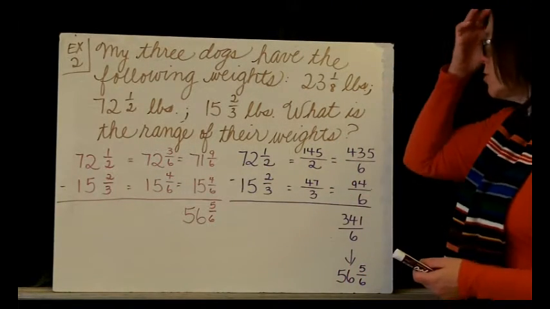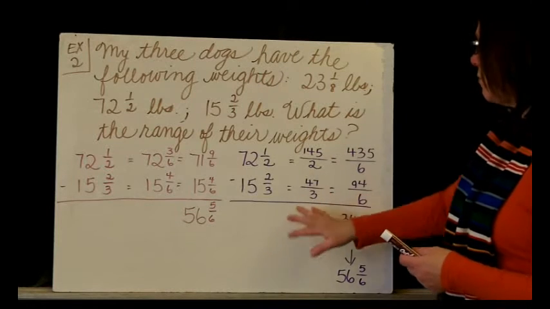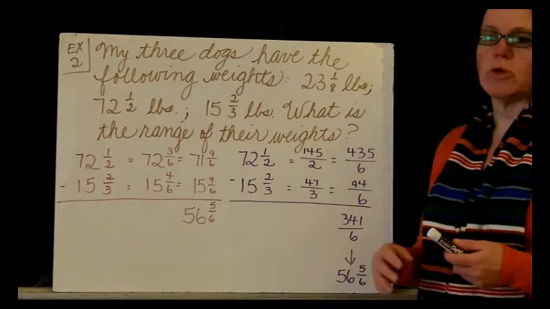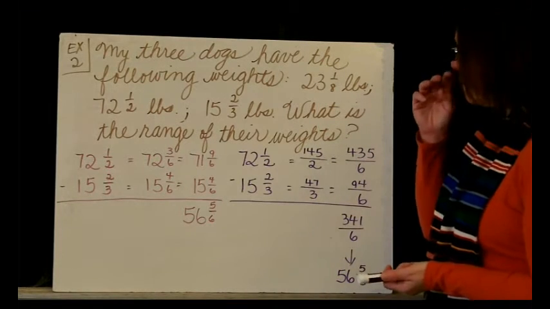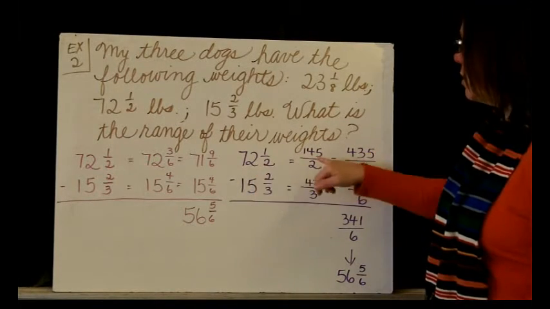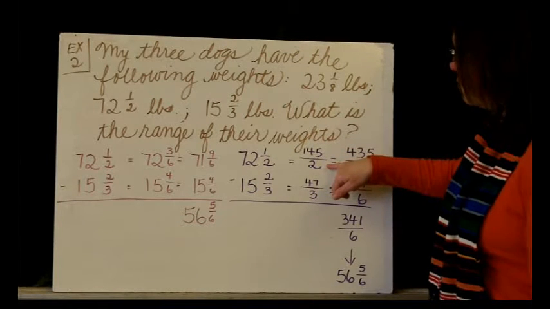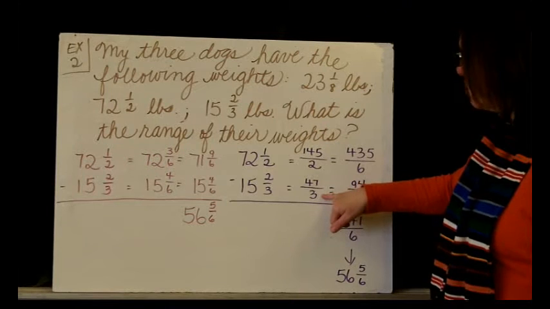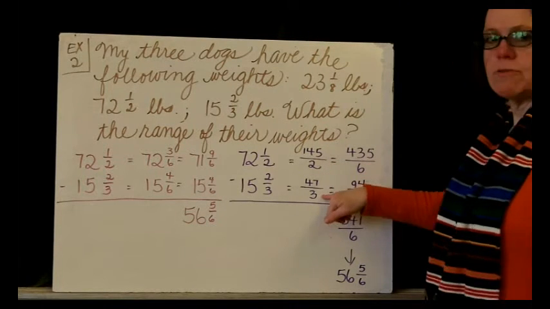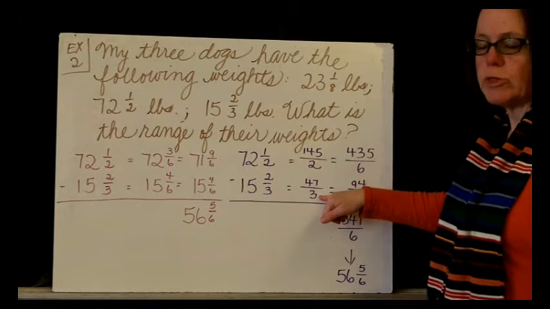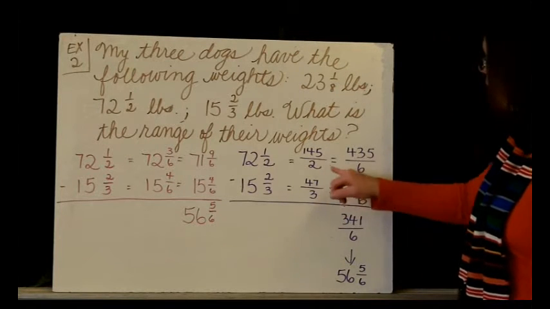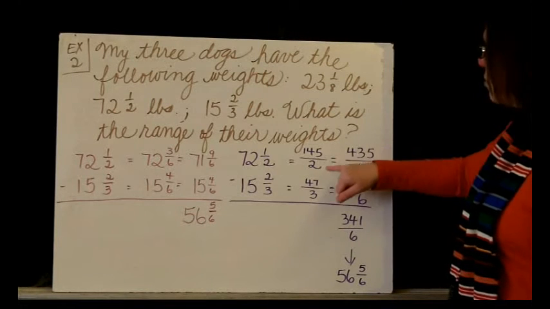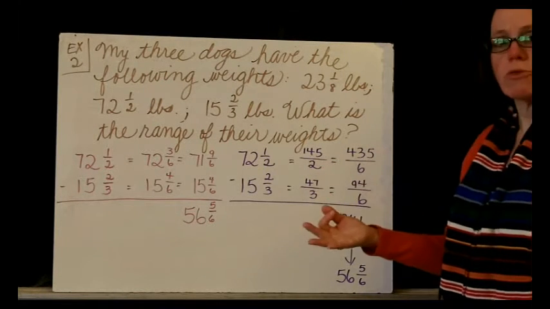Now the other method, which some of you favor, or most of you favor, is taking your mixed numbers and changing them into improper fractions. And I've done that already. 72 and 1/2 becomes 145 halves, and 15 and 2/3 becomes 47 thirds. And now we have the issue of needing to find the common denominator, and of course we'll use 6 because that's the least. So when I go from a 2 to a 6, I have to multiply both the numerator and the denominator by 3.